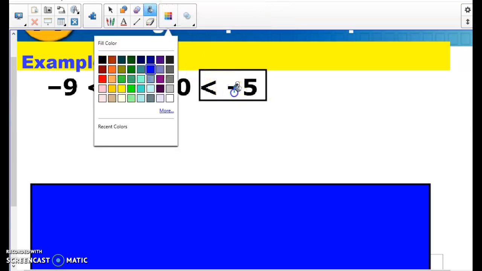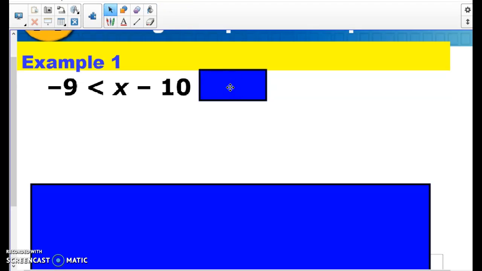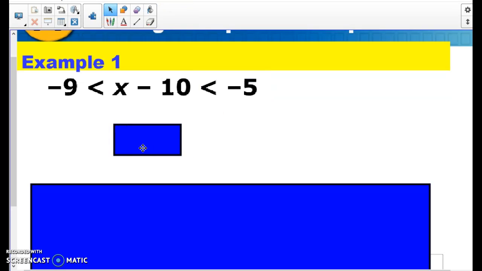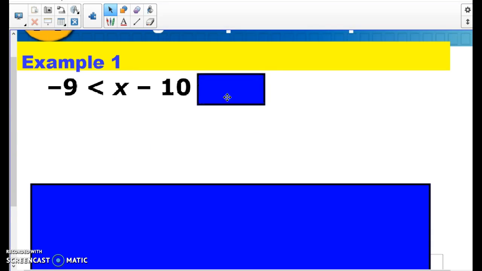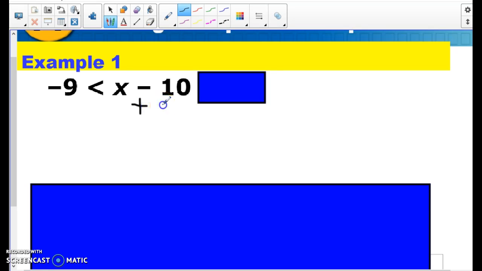So there's my whole problem: -9 is less than x minus 10, which is less than -5. I'm really just going to look at it as two different problems. So -9 is less than x minus 10. Well, then I'm going to add 10 to both sides. That's going to cancel out. -9 plus 10, I get +1 is less than x.